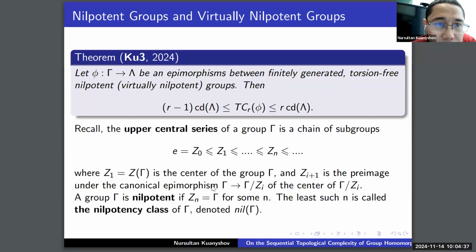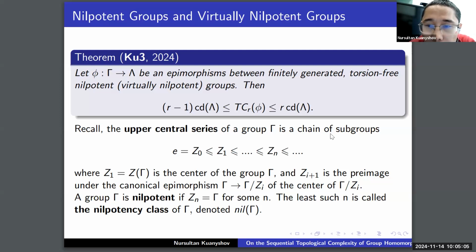Okay, so next, since I computed the LS category of group homomorphisms of nilpotent groups, it's natural to extend it to sequential topological complexity of group homomorphisms. So let me recall nilpotent groups. We have an upper central series for a given group.